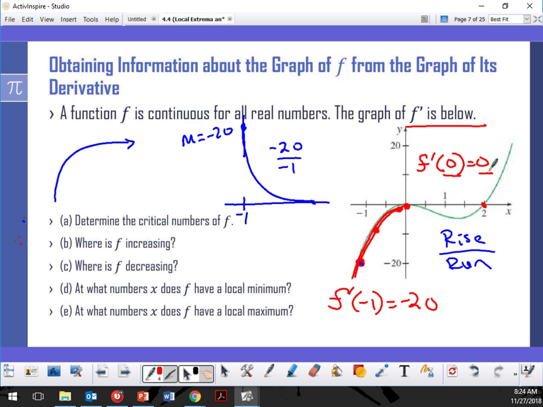It's not the same as the xy coordinates. So right here, f prime of 2 equals 0, so the slope at 2 is going to be 0. Now down here, I'm using this point right here. So the derivative at negative 1 is negative 20. Rise over run always represents the slope.